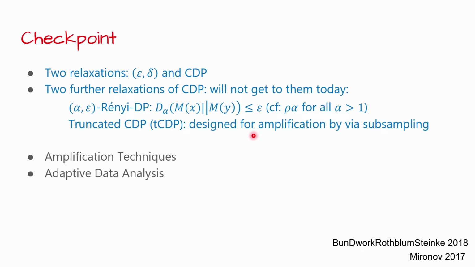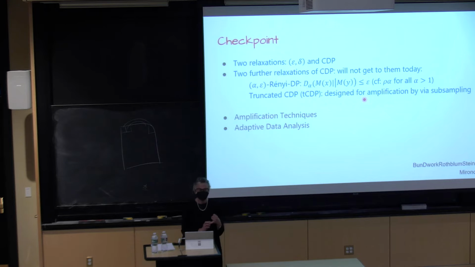Good. So we're about halfway through the talk. We talked about 2 relaxations, epsilon delta differential privacy and concentrated differential privacy. And there are 2 further relaxations that are very much worthy of note. One of them is called alpha Rényi differential privacy. It is actually a relaxation of concentrated differential privacy. Alpha and epsilon are fixed parameters, and this is the requirement that the Rényi divergence be bounded by epsilon for all divergences up to alpha.